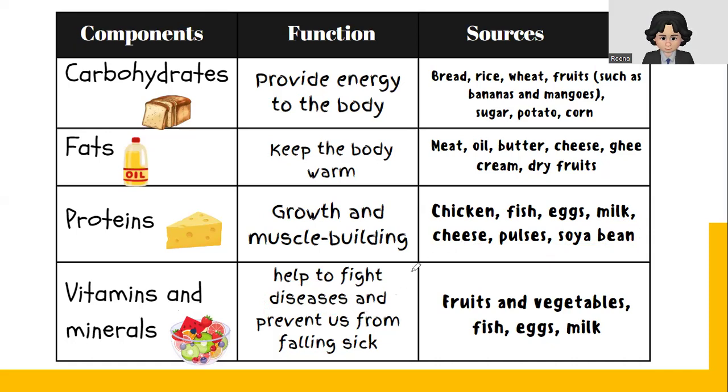But now that COVID-19 was there, you must have known what diseases are, right? Not a big issue. Now we're going to talk about the sources: the fruits, the vegetables, the fish, the eggs, the milk. One thing you might notice is that carbohydrates are in fruits.